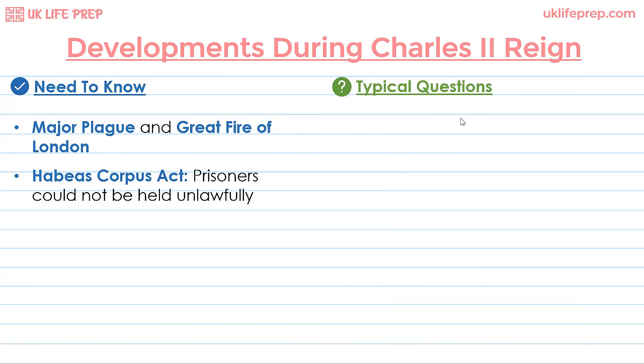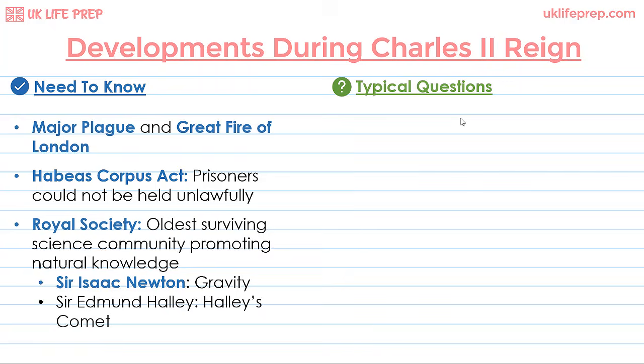The Habeas Corpus Act in 1679 made it illegal to hold a prisoner without giving them a court hearing. The Royal Society was established to promote natural knowledge, and is today the oldest surviving science society. Its two famous members include Isaac Newton, who discovered the existence of gravity, and Sir Edmund Halley, who successfully predicted the return of the comet, now called Halley's Comet.